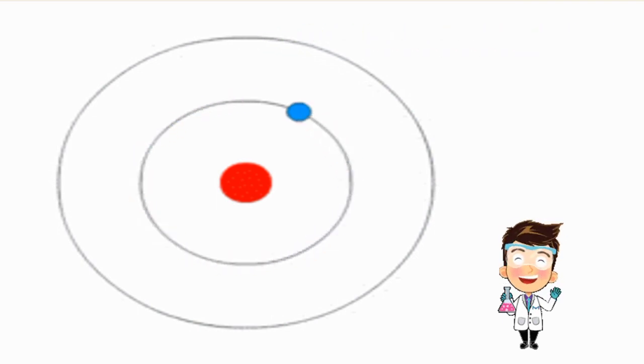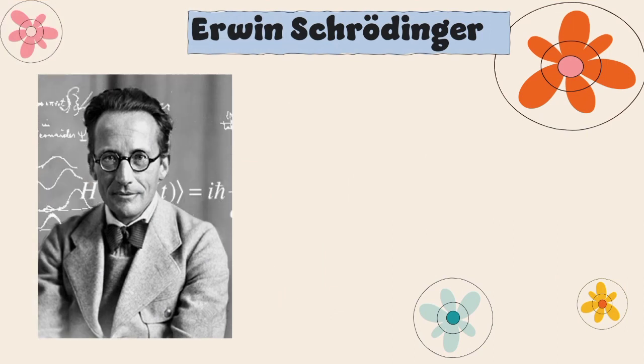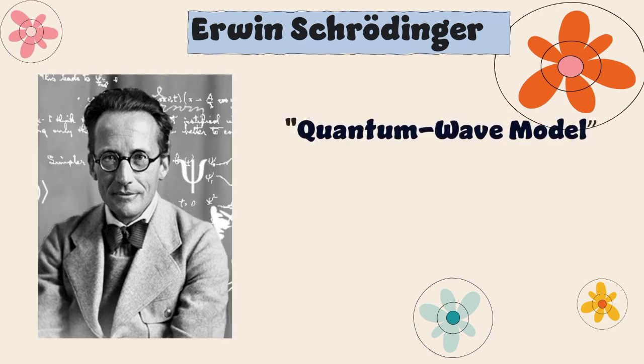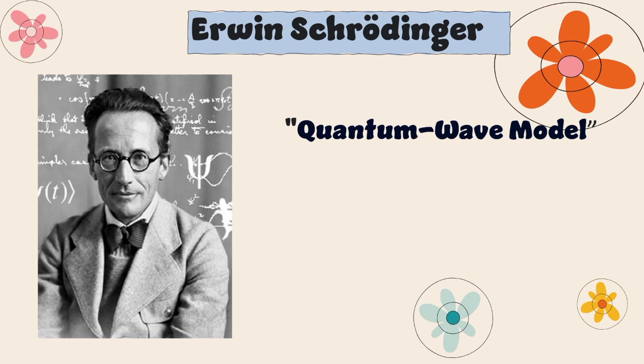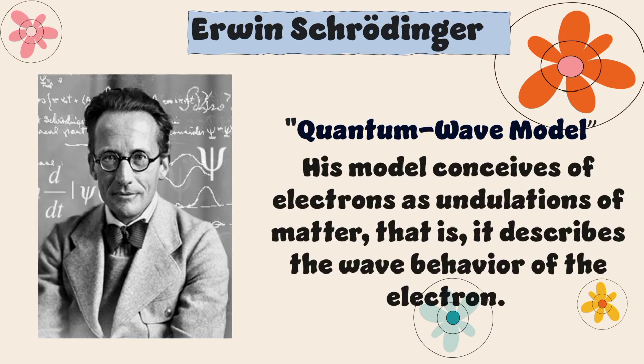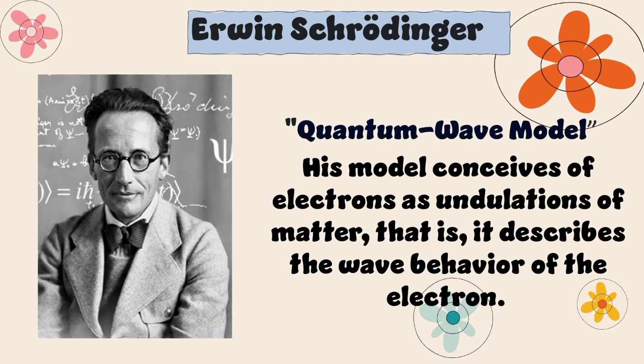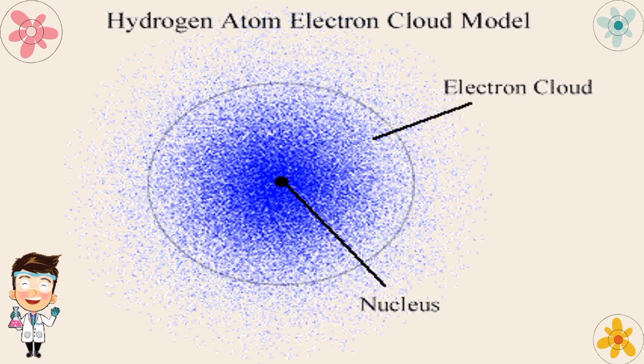Next, we have Erwin Schrödinger. He proposed the quantum wave model in 1926. His model conceives of electrons as undulations of matter, that is, it described the wave behavior of an electron. He suggested that the movement of electrons in the atom corresponds to wave-particle duality, and consequently electrons could move around the nucleus as standing waves.